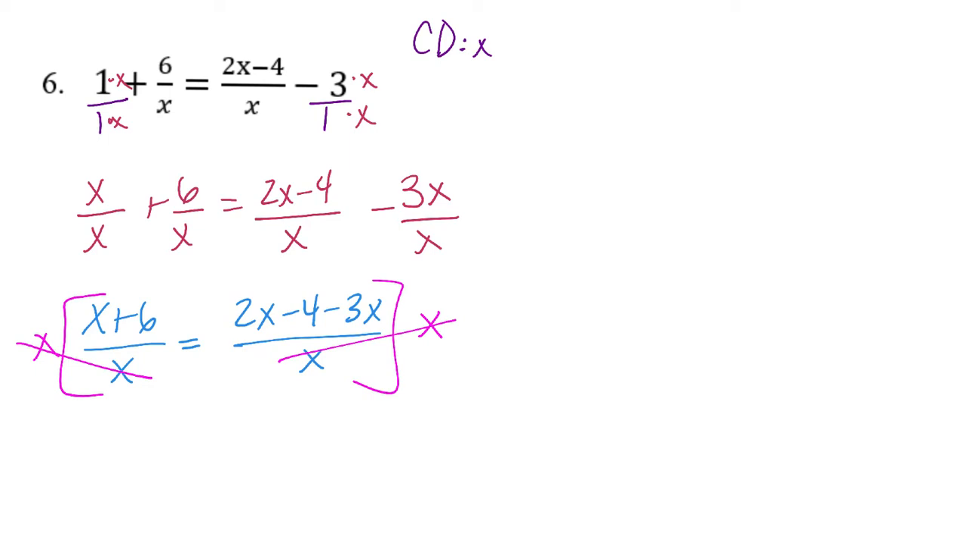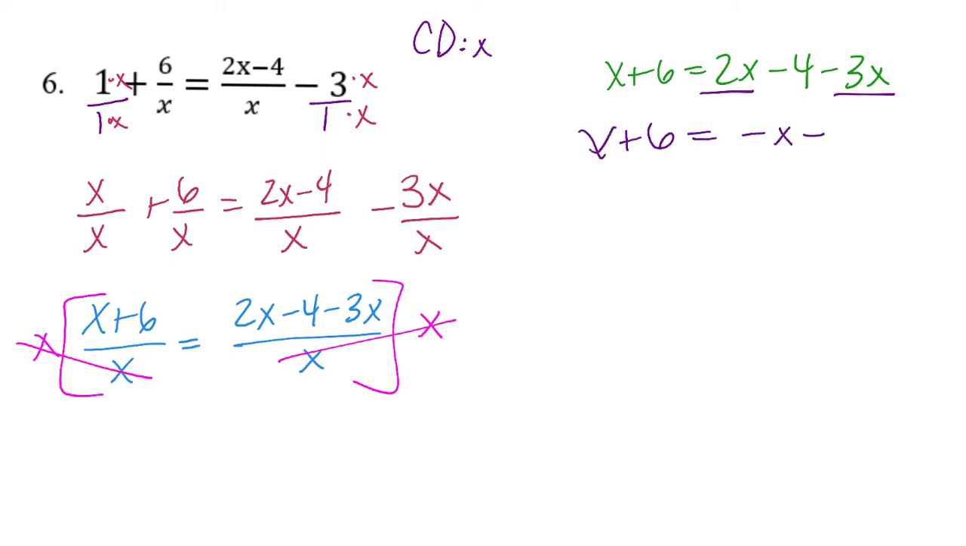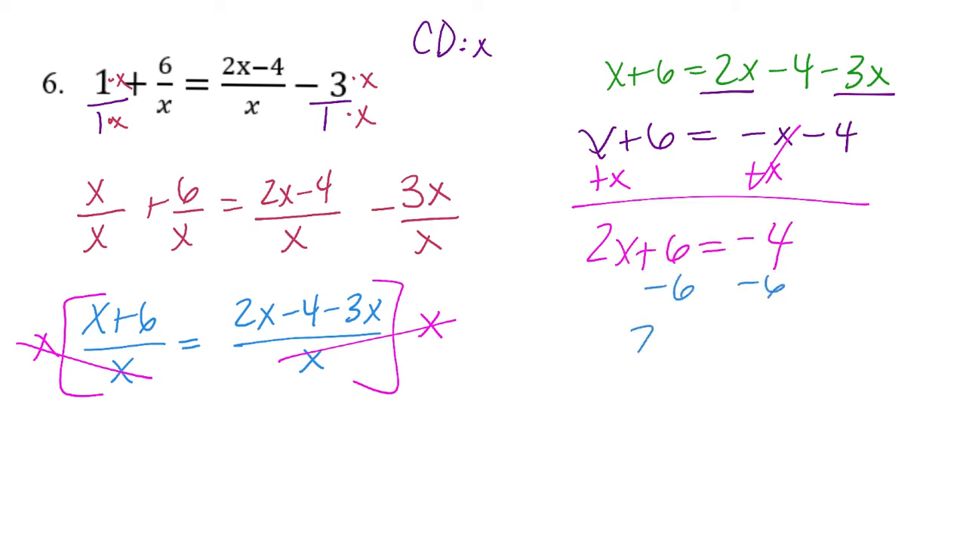So we are left with x plus 6 equals 2x minus 4 minus 3x. We can solve now. We can combine our like terms on this same side here. So x plus 6 equals negative x minus 4. I want to get my x's together, so I'm going to add x to both sides. So 2x plus 6 equals negative 4. Minus 6, 2x equals negative 10. Divide by 2. x equals negative 5, sorry.